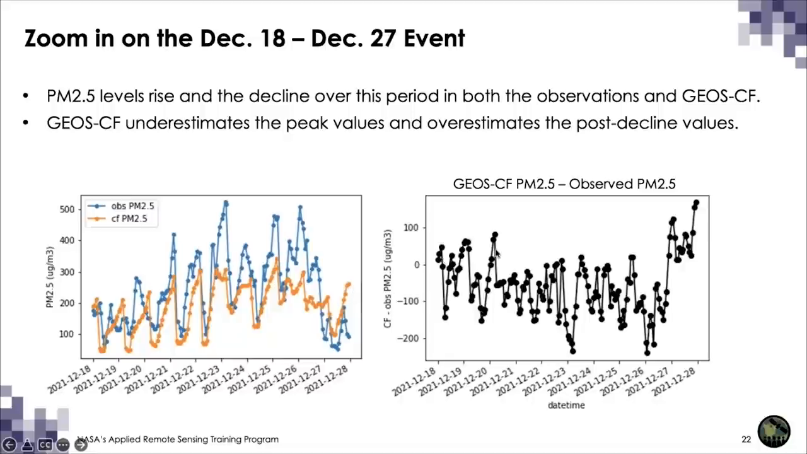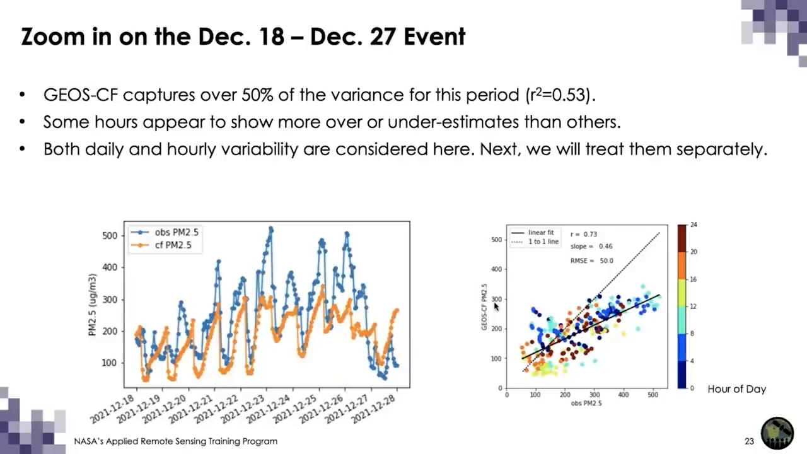And that's shown here in the difference plot as well. So this plot shows the values in GOCF minus the observed values for PM2.5, essentially the difference between the blue and orange lines. Another way to compare GOCF with the observations is with a scatter plot and by calculating some statistics.